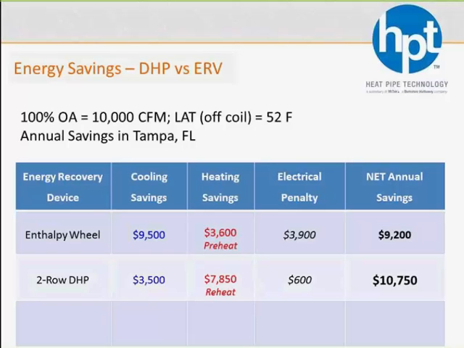But the key is, one, the reheat savings. Even though we're dealing with smaller delta T's, we're dealing with a lot more cooling hours and therefore reheat than the enthalpy wheel is able to do. On top of that, that small fan penalty leads to a much smaller hit on the electrical side. When you add all those up, you're actually looking at savings that are a little bit more than the wheel.